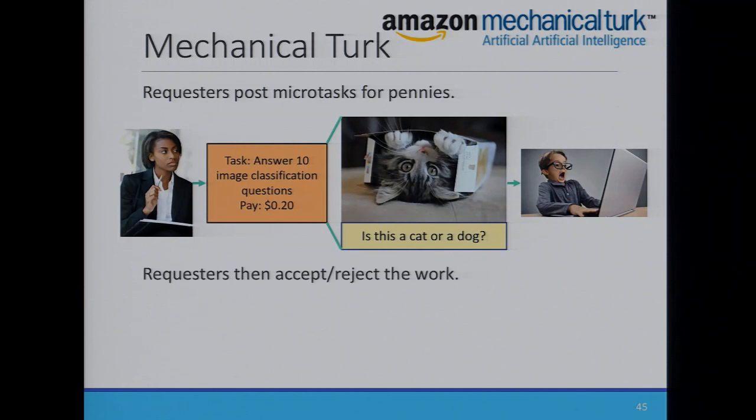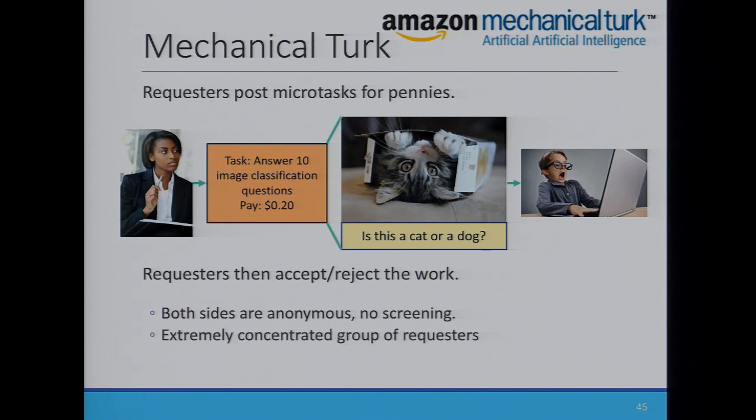Okay? So then after this is completed, the requesters can look at the work and decide whether it's satisfactory or not, so they can accept the work and pay them or reject the work and not pay them. So both sides are anonymous. There's no screening because the requester just posts the job and then any worker can come and take the job. And the worker can't see anything about the employer. Okay? And also there's an extremely concentrated group of requesters here. So that's the Mechanical Turk setting.